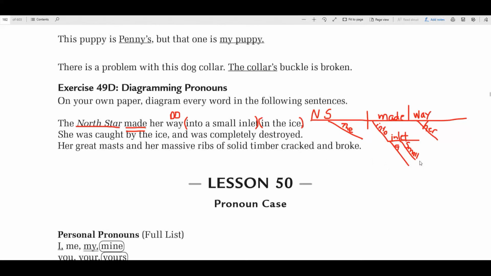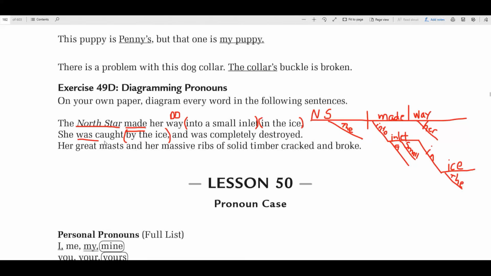Okay, and then in the os, it comes off of here. This is the other preposition, the other OP, and the article. There we go. Whew, that's hard. All right, there we go. So, she was caught by the ice and was completely destroyed. So, by the ice is a prepositional phrase.